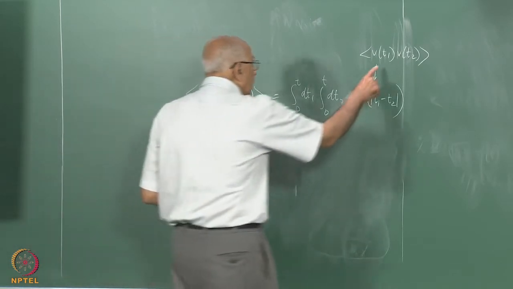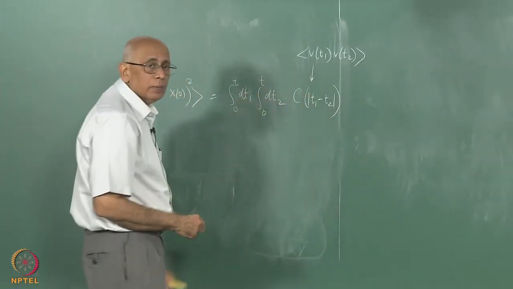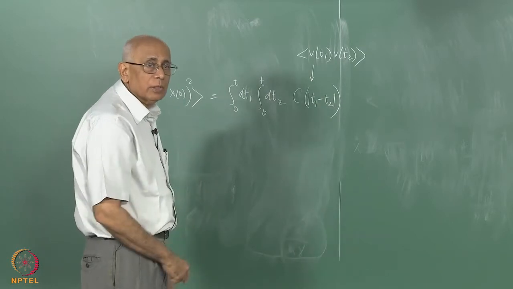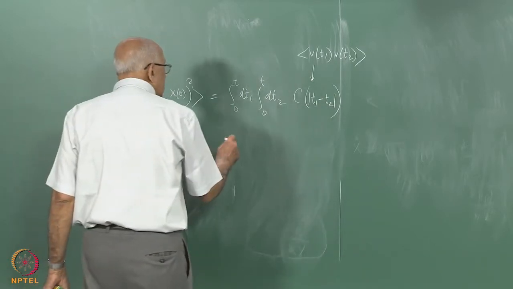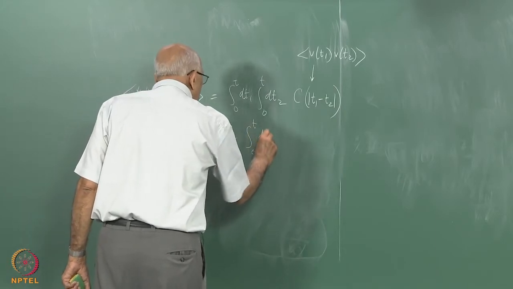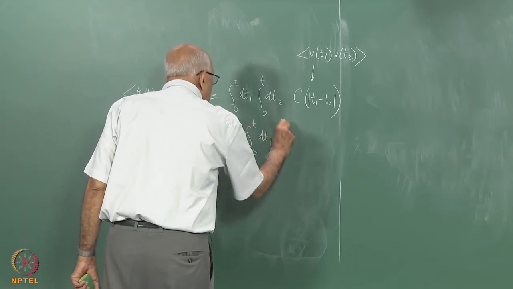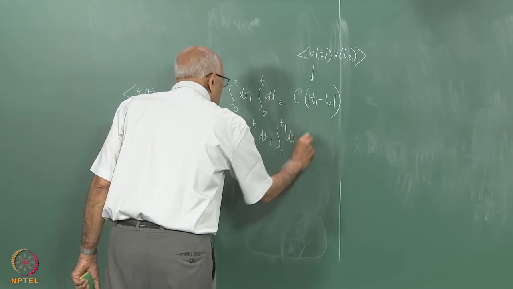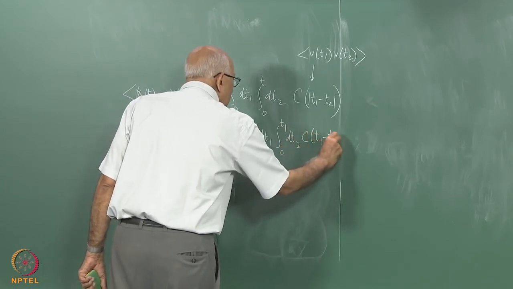Because as soon as you have this function here, which is a symmetric function, you can write this as twice the usual thing. So write this as twice integral 0 to t dt1, integral 0 to t1 dt2, C of t1 minus t2. Okay.